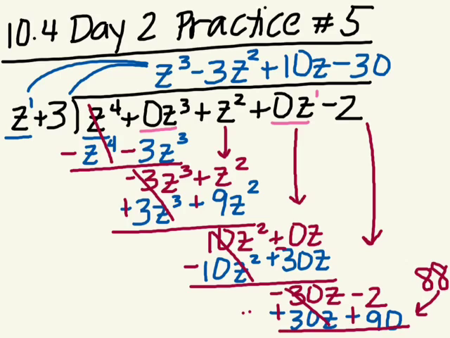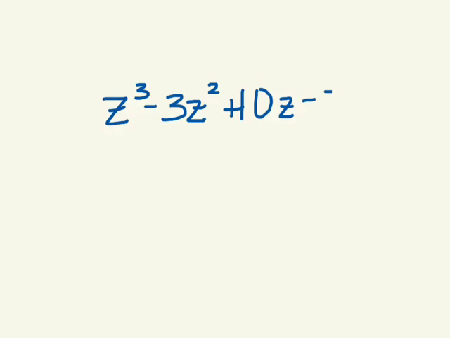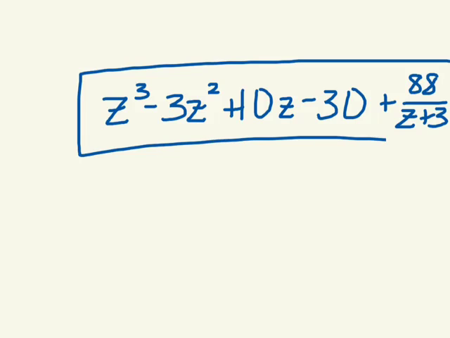So our final answer is going to look like this. Z cubed minus 3z squared plus 10z minus 30 plus our remainder, 88, over what we were dividing by, z plus 3.